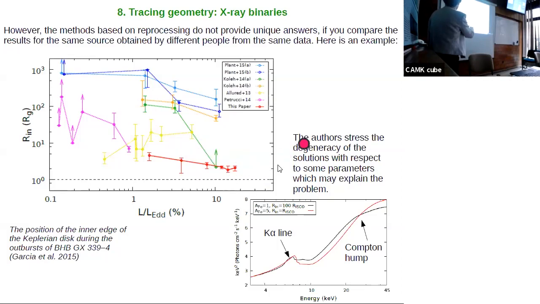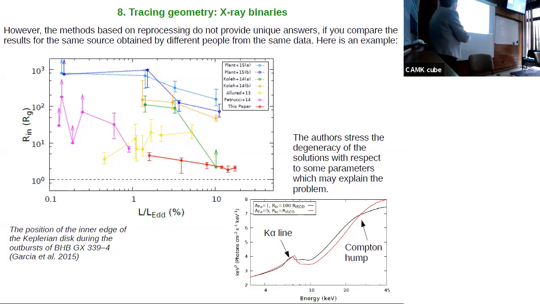So here, in this paper, Garcia et al., they argue that they are really quite close to ISCO. But for the same Eddington ratio, some other guys are at 100. It's not that I fully understand. Probably both sides are cheating somehow, because this is actually a plot from this paper, and they claim that if they draw the K alpha line for two cases, one with the disk at ISCO and the other at 100, they have the same K alpha line shape. Honestly, if you ask me why, I don't know.